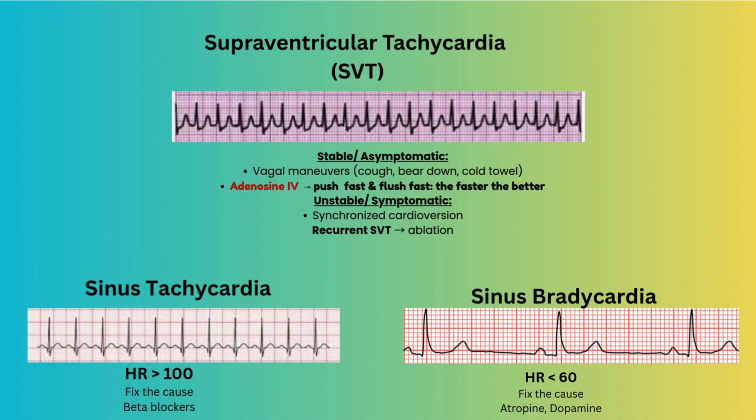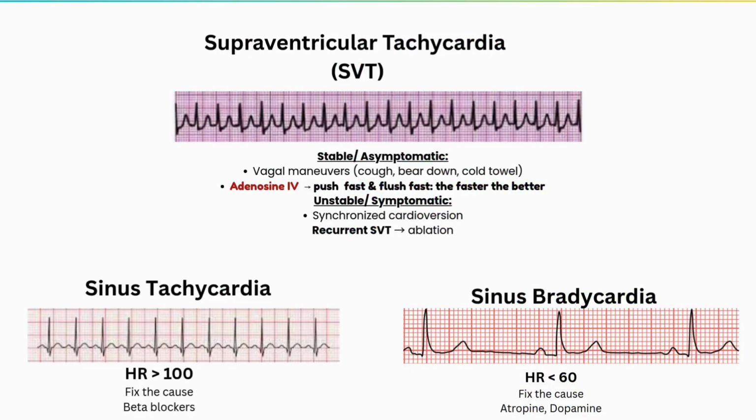Sinus tachycardia, very obvious. There is a P wave before every QRS complex. The only issue is the rate is higher than 100 beats per minute and is usually less than 130 beats per minute. Here, the issue is that we need to fix the cause for this tachycardia.